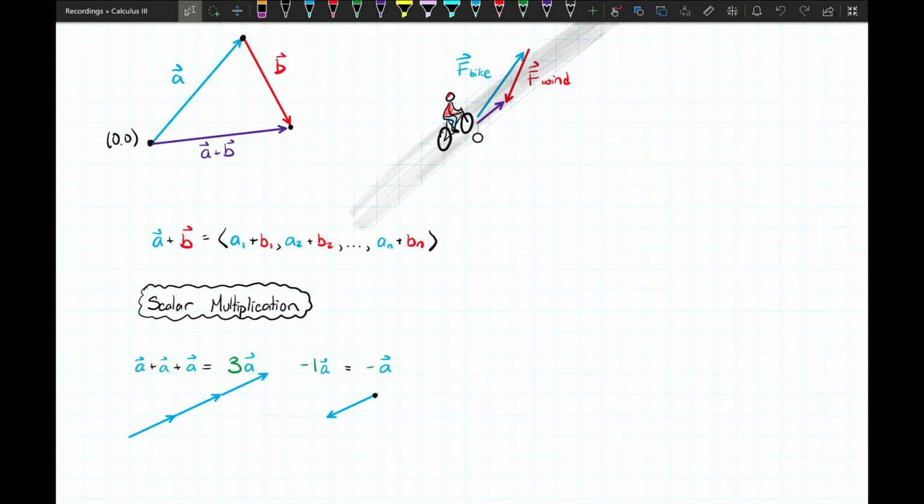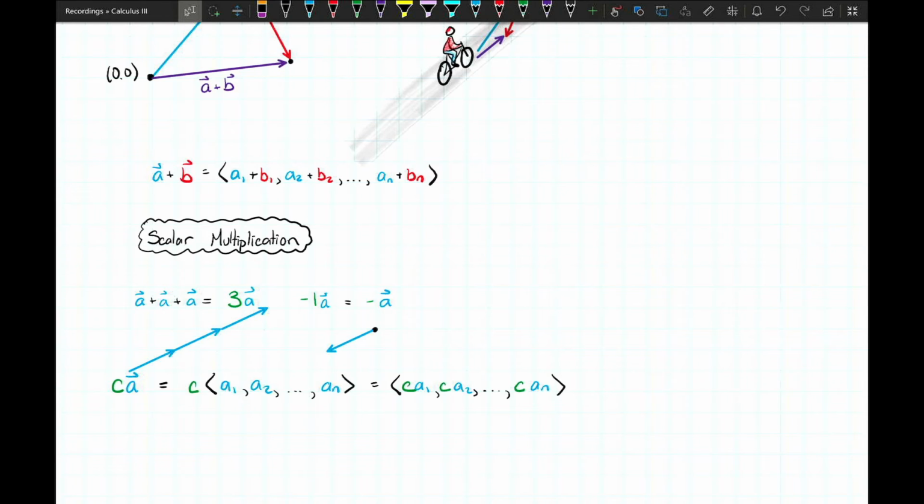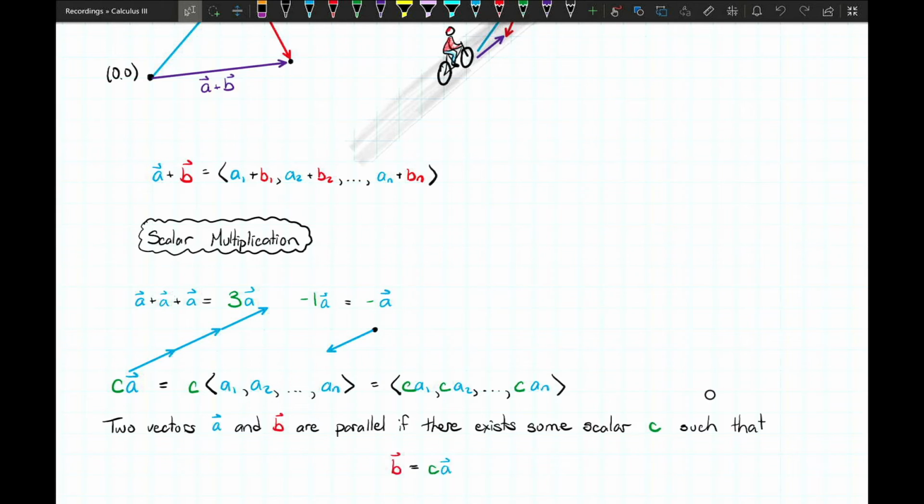In general, scalar multiplication is a pretty easy thing to do. C could be any scalar, and C times A is simply just taking C and multiplying each component. That would be C times A1, comma, C times A2, and so on and so forth. And remember that when we take a vector and multiply it by a scalar, we end up with a parallel vector, either in the same direction or in the opposite direction. But the converse is also true.